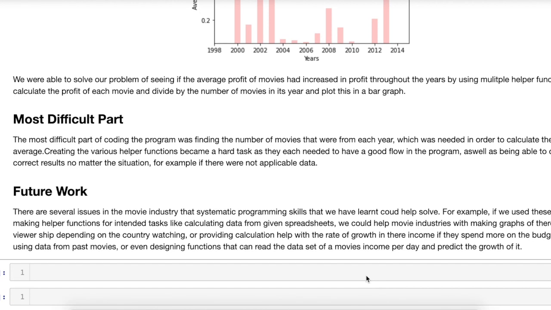There are several issues in the movie industry that systematic programming skills that we have learned could help solve. For example, if we use these skills of making helper functions for intended tasks, like calculating data for given spreadsheets, we could help movie industries with making graphs of the rate of viewership depending on the country watching, or providing calculation help with the rate of growth in their income if they spend more on a budget by using data from past movies, or even designing functions that can read the data set of movies' income per day and predict the growth of it.